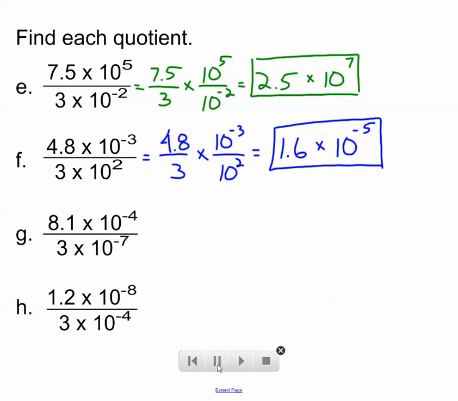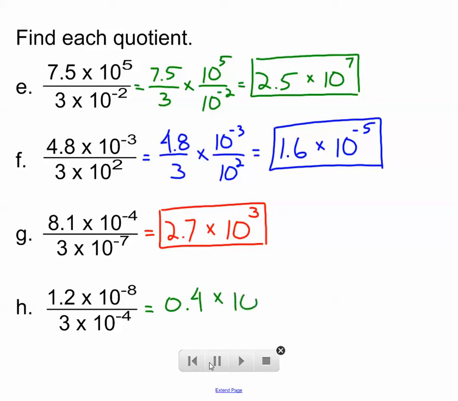8.1 divided by 3 is 2.7. And 10 to the negative 4th divided by 10 to the negative 7th is 10 to the 3rd. Okay, negative 4 minus negative 7. That's like negative 4 plus 7, which is 3. And then lastly, 1.2 divided by 3 is 0.4. And 10 to the negative 8 divided by 10 to the negative 4th is 10 to the negative 4th.